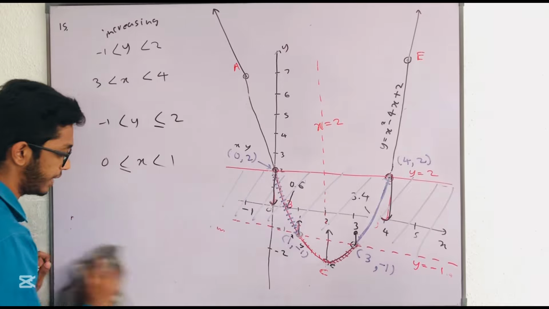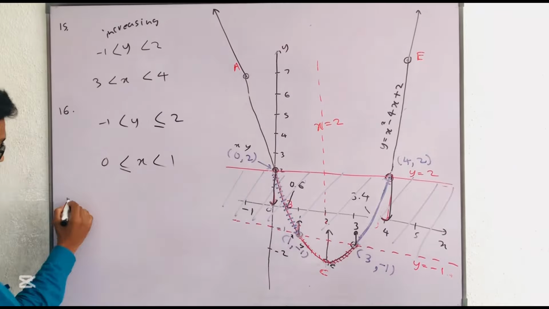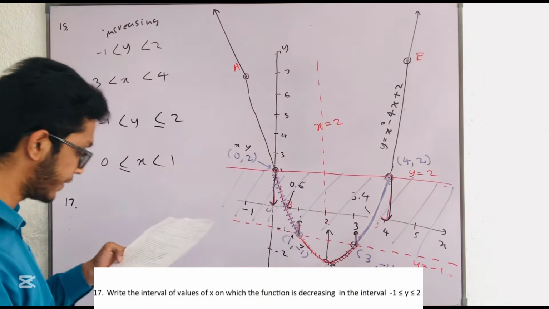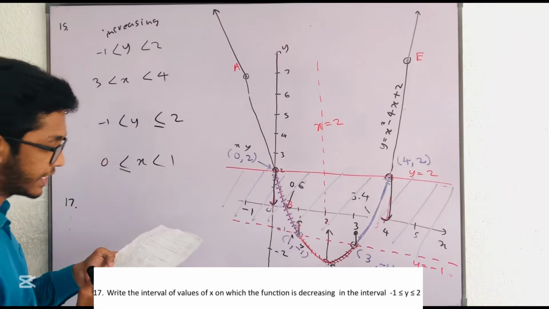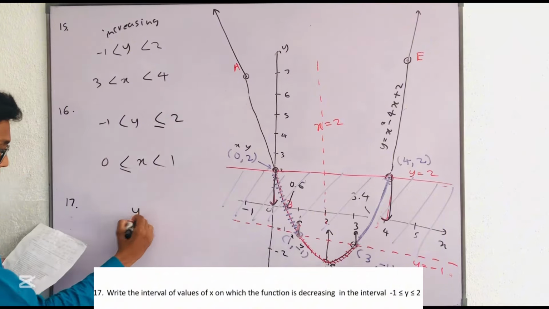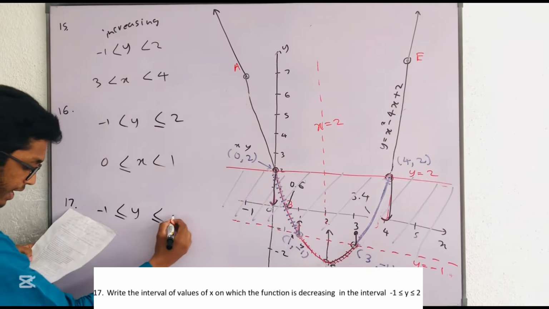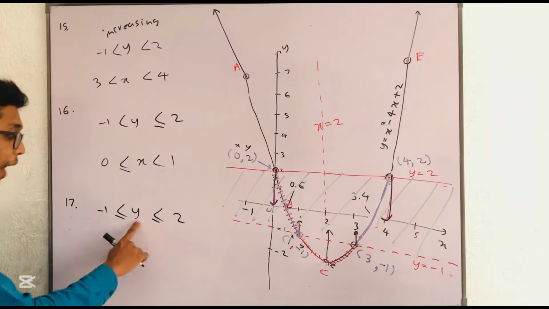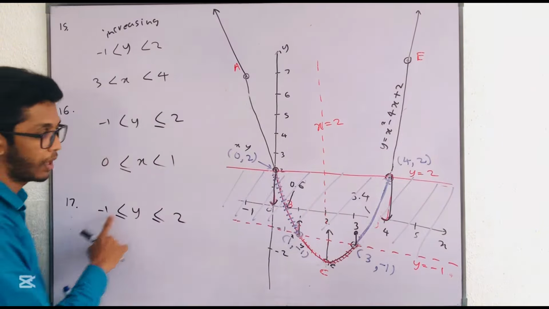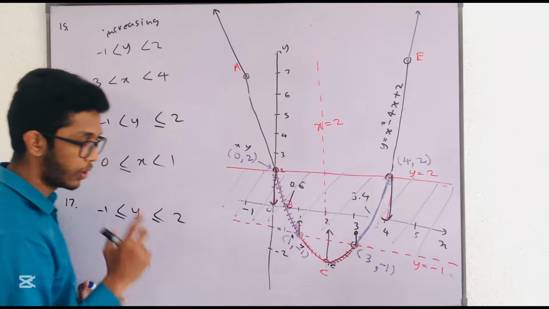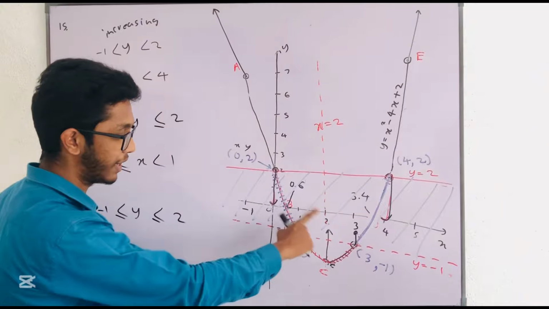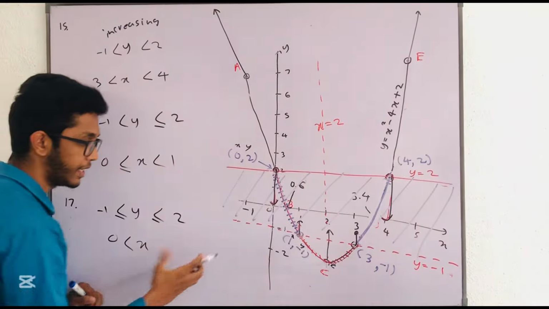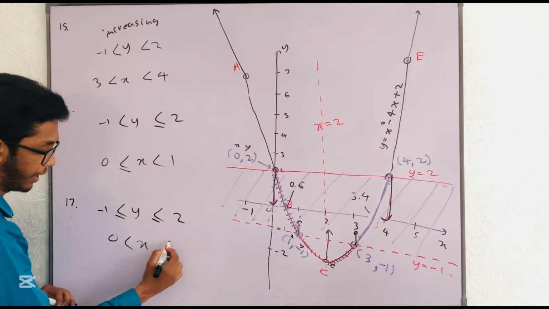Then question number 17. They ask us to get the interval of values of x on which the function is decreasing in the interval y greater than or equal to -1 and less than or equal to 2. Greater than or equal to -1 means now y can be equal to -1 and y can also be equal to 2. So as from the previous knowledge, all the x values are greater than 0 and they are less than 1.